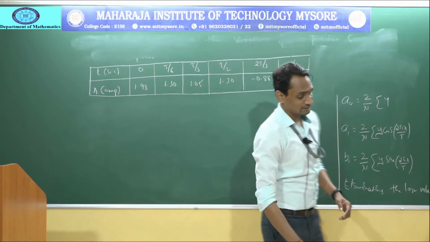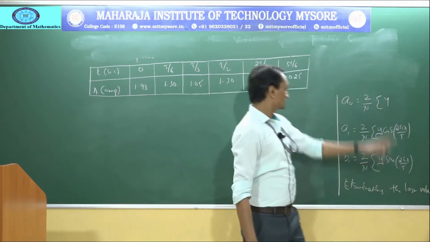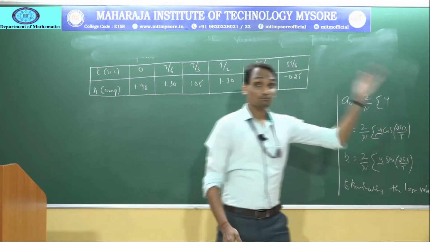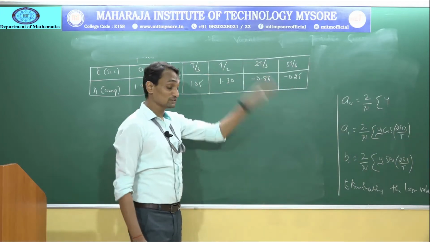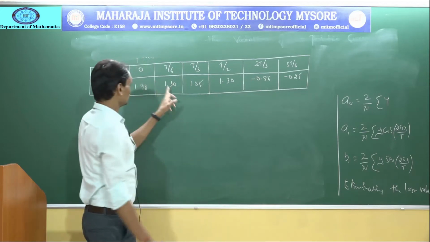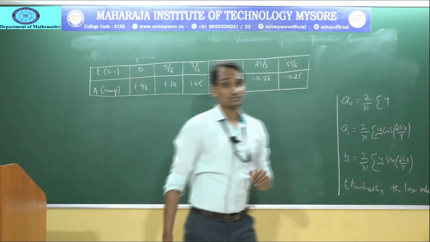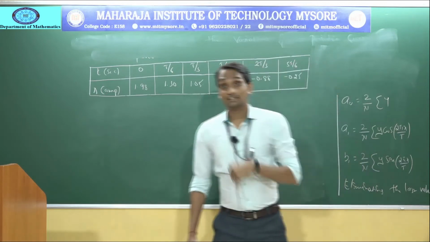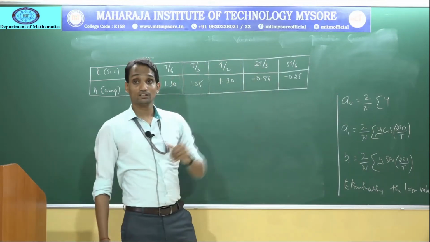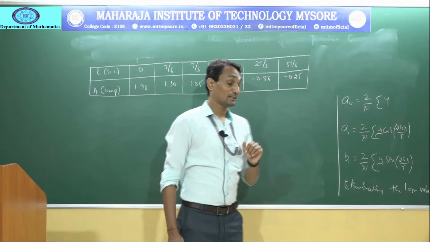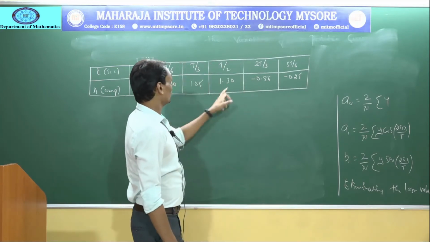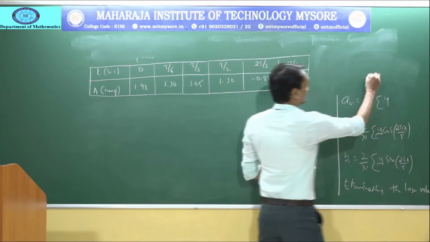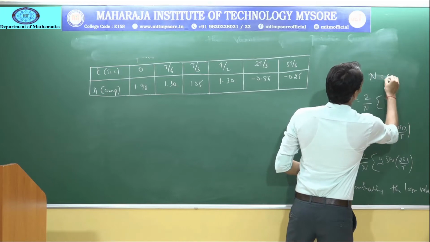Now I will calculate the values one by one. Which values are required? 2 by n into summation of y. n is nothing but the number of terms. After eliminating the last value, we need to see how many terms are there: 1, 2, 3, 4, 5, 6. Before eliminating, don't count the number of terms. After eliminating either the first value or the last value, we need to see the n value, that is 1, 2, 3, 4, 5, 6. So n equal to 6. I will write here n equal to 6.